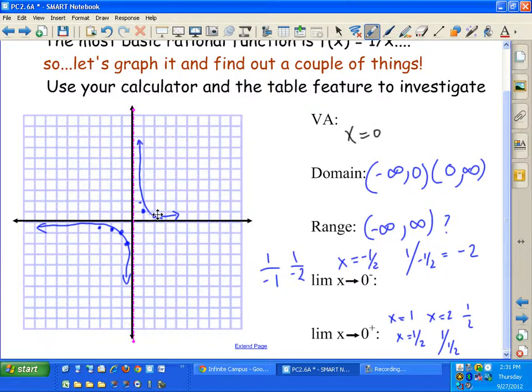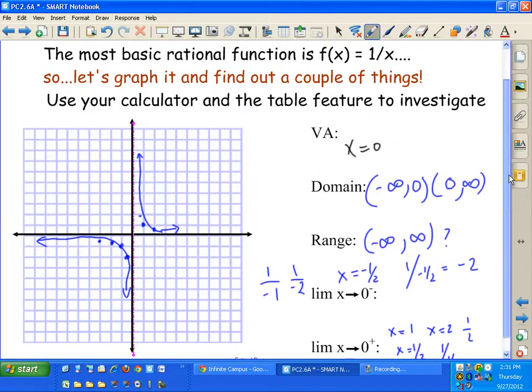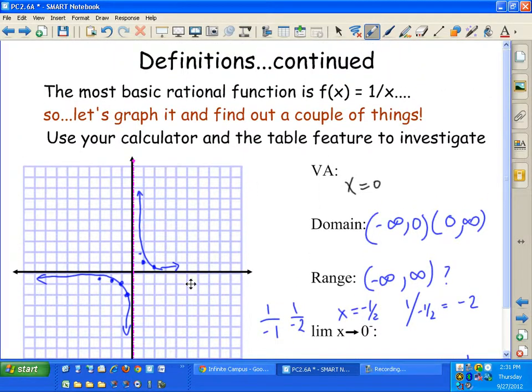And then it says use your calculator's table feature to see what's happening. Well, I would do this on your own. I'm not going to do this in the video, but you can go ahead and check out what's happening, and you'll see what's going on here. And I would highly recommend that you do that.